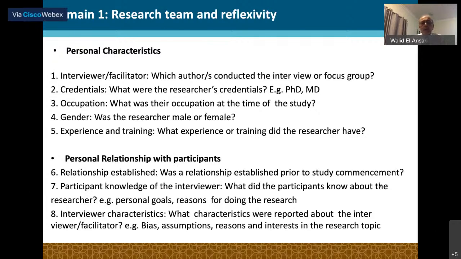Did the participants know about the researcher and the reasons for doing the research? What are the interviewer characteristics? What characteristics were reported about the interviewer or the facilitator? So we understand if there was any bias, any luggage or baggage brought into the research, any assumptions, or what the reasons and interests in the research topic are. Again, this is the first domain, which is research team and reflexivity.